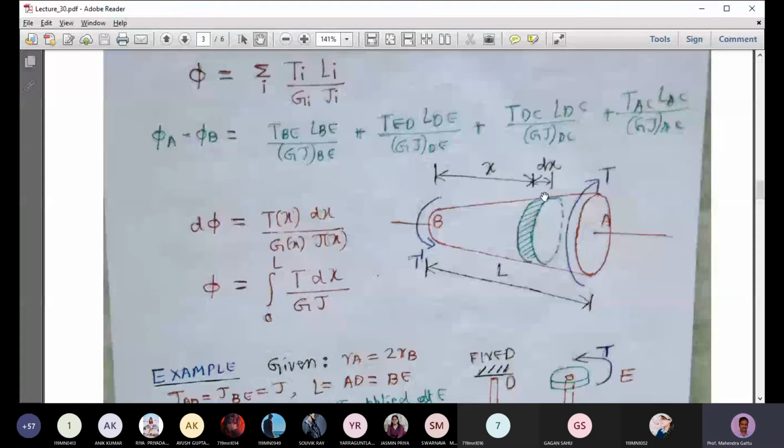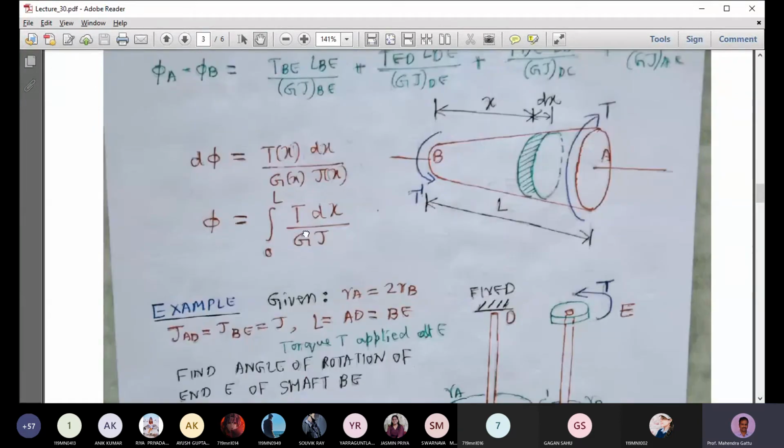What we are getting is the small angle of twist between these two planes. And if we want the angle of twist over the entire segment, we have to integrate it. So we integrate from 0 to L, and we get the total angle of twist. Phi is equal to the integral from 0 to L of T dx by GJ.